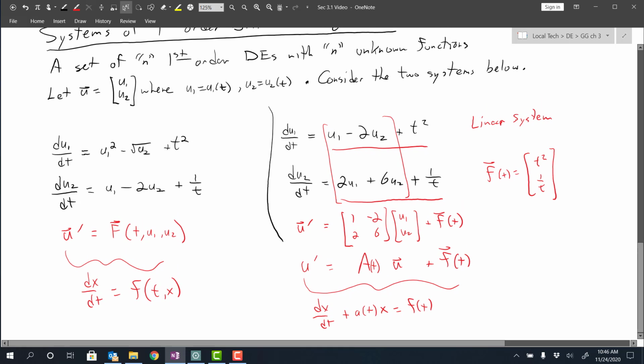All right, so in this video, we've done a review of vector-valued functions. We've looked at first-order systems and learned how to rewrite them in terms of the matrix equation.